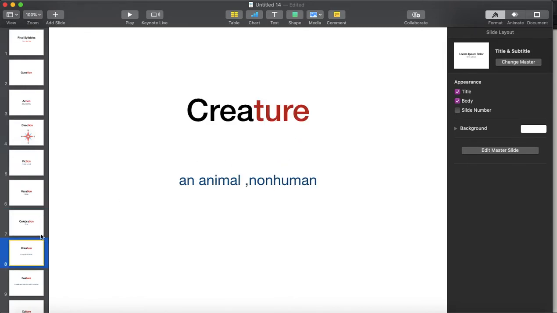Now let's see, creature. What does creature mean? It could be an animal. It's not human like you and me. It's an animal like with three eyes or one ear. It's something weird, you've never seen it before. It's called a creature. So here the final syllable is sure. Creature. Okay.